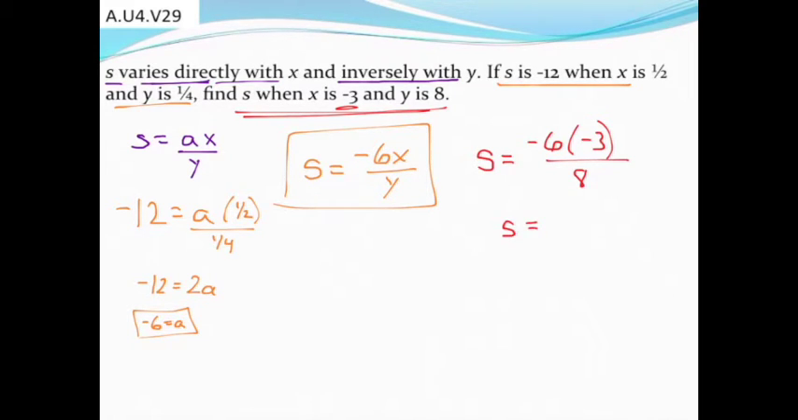So if I multiply that together, I'll get 18 divided by 8, which then I could go ahead and simplify or get a decimal, I suppose. But if I simplify this and divide both the top and bottom by 2, I find out that s is equal to 9/4.